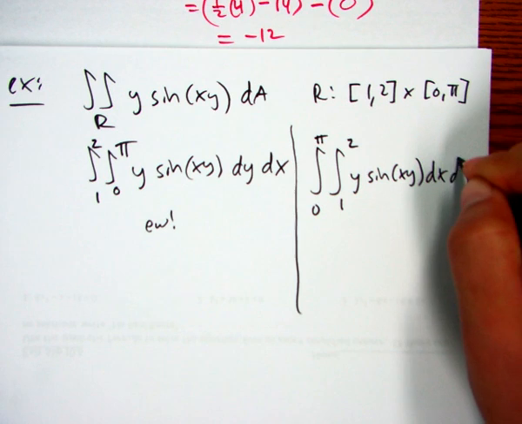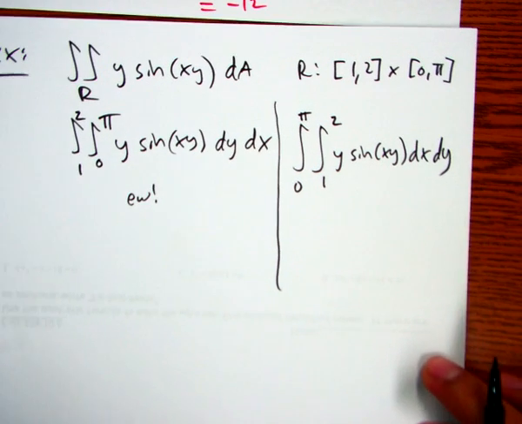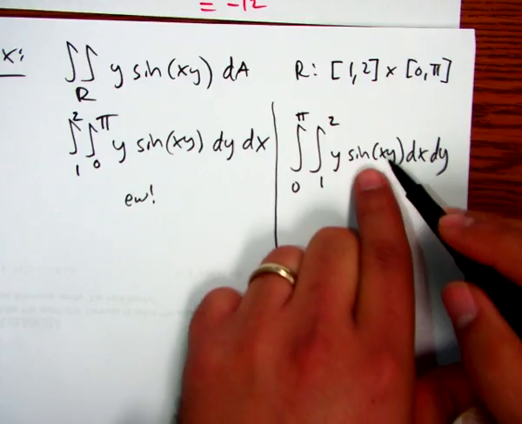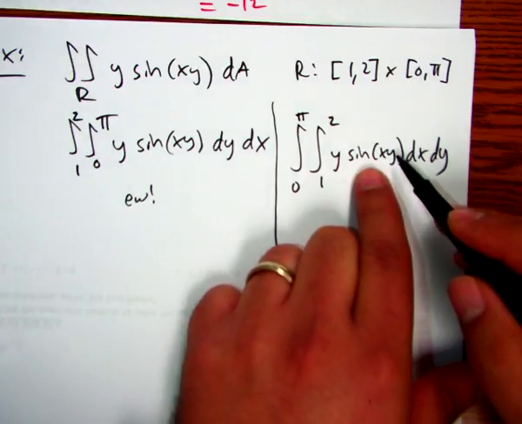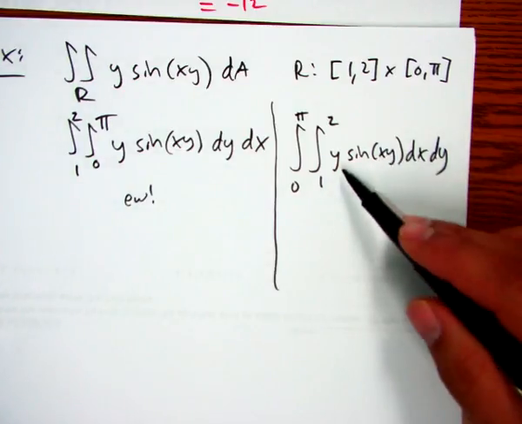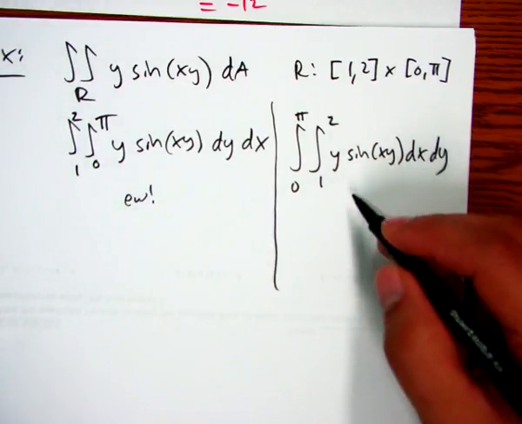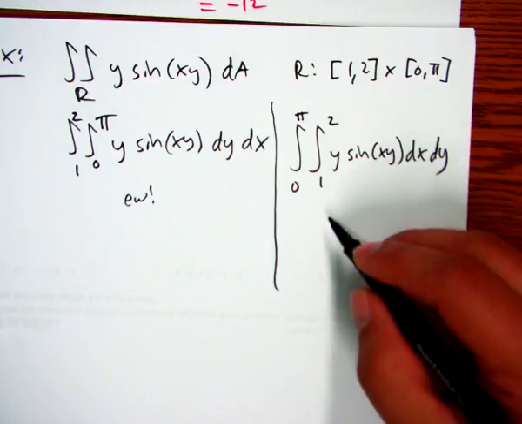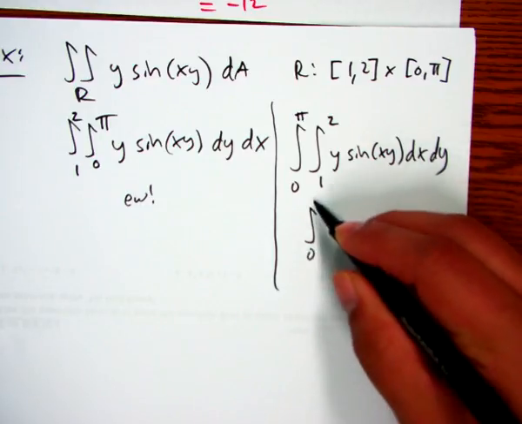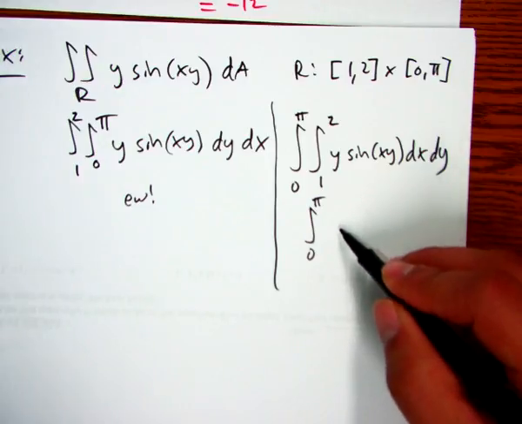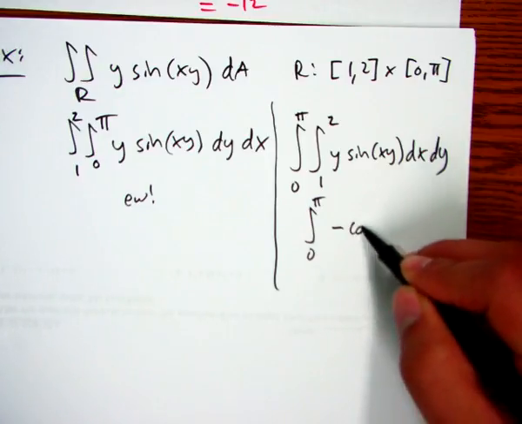So if I go the other way, with respect to x first, I have the sine of xy, and then the chain rule would give me a y. So actually that's pretty nice there, isn't it? What's the integral of sine? What is it? Negative cosine. So negative cosine xy.